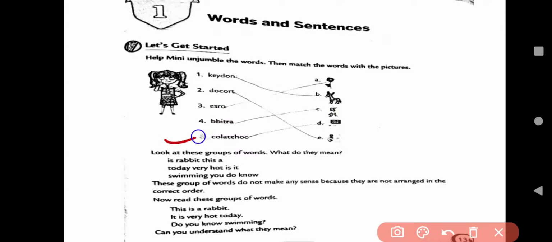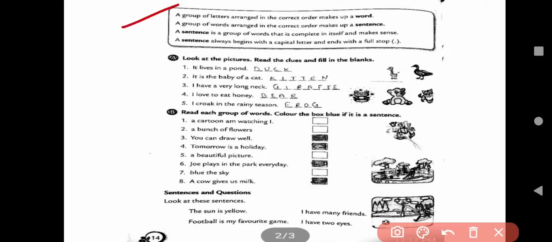Next is "colatehok." I know it's your favorite. Chocolate. Chocolate. Okay, now move on. Here, as you can see, a group of letters arranged in the correct order makes up a word. In the same manner, there are some letters and we have to rearrange them to make a word.